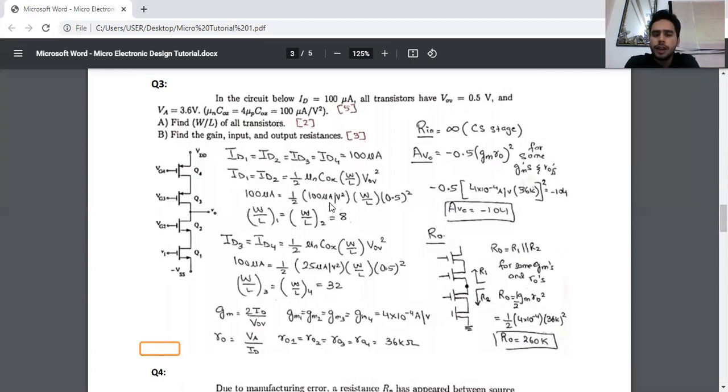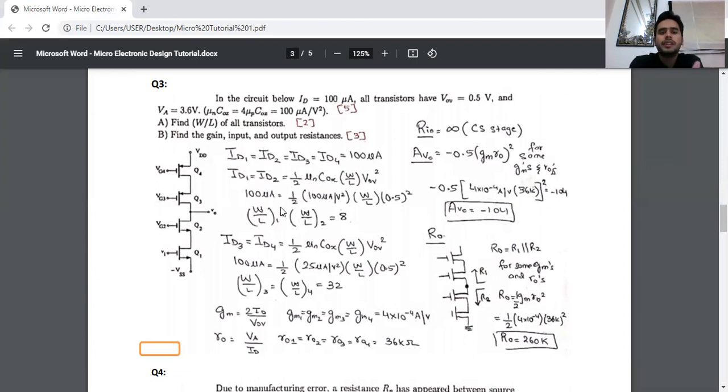So simply by putting in values, we get W by L for the NMOS Q1 and Q2, and that comes out to be 8. Now we repeat the process for the PMOSs Q3 and Q4, for which, as you all know, mu n Cox equals 4 times mu p Cox. That means mu p Cox equals mu n Cox divided by 4. So 100 divided by 4 comes out to be 25 microamps. We put in the parameters, V overdrive remains the same, ID remains the same, and W by L comes out to be 32. Next, once we have the value, we are done with part A.